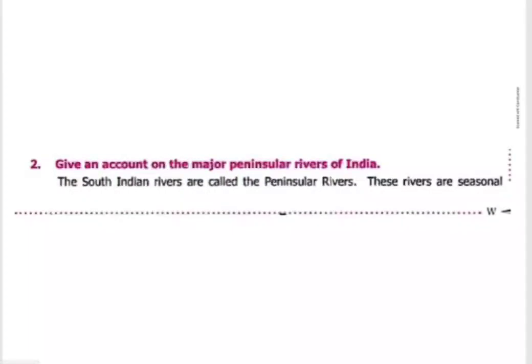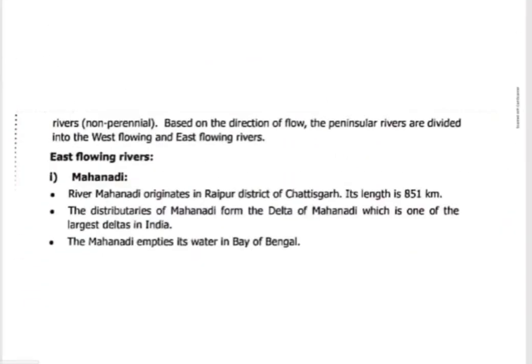The next one, Peninsular Rivers. So what are the Peninsular Rivers? When I was teaching, I told you, South Indian rivers are called peninsular rivers because the majority of the rivers originate from the peninsular plateau. These rivers are seasonal because they depend upon the rainfall. They are non-perennial. Then based on the direction of flow, the peninsular rivers are divided into two: west flowing rivers and east flowing rivers.